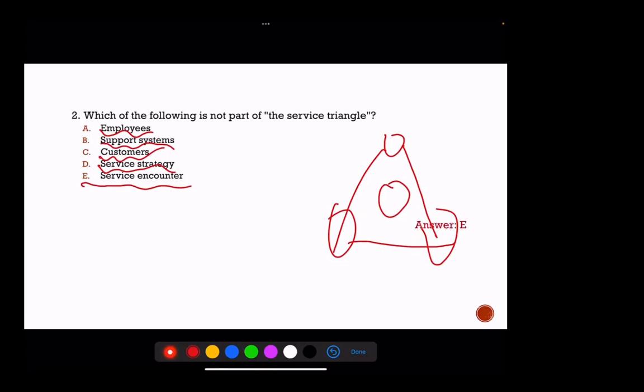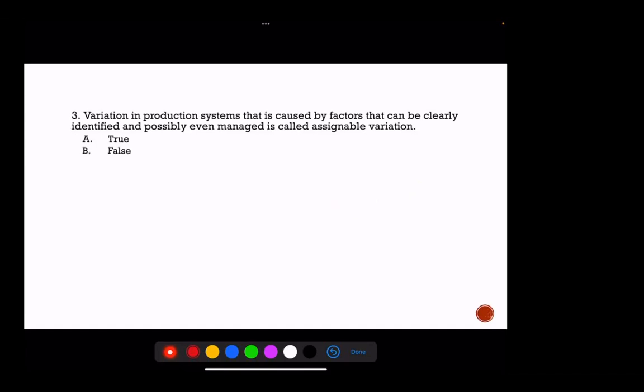So the correct answer is here, E. Question 3. Variation in a production system that is caused by factors that can be clearly identified and possibly even managed is called assignable variation. A or B?